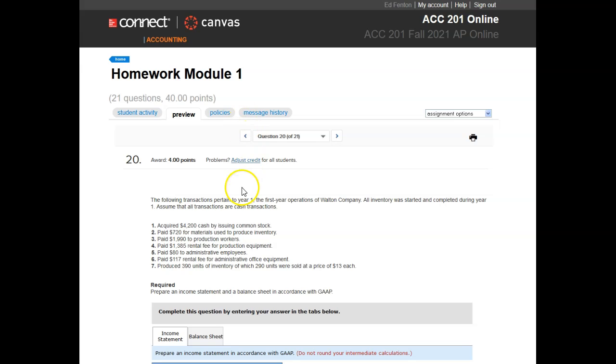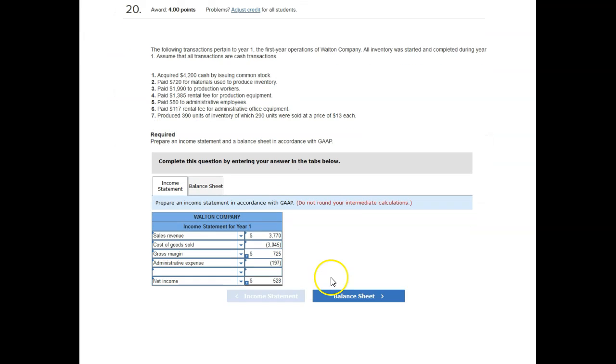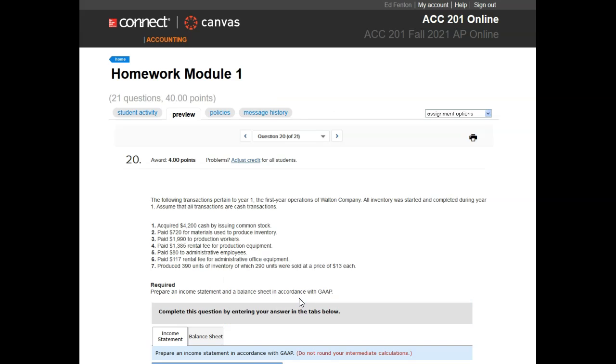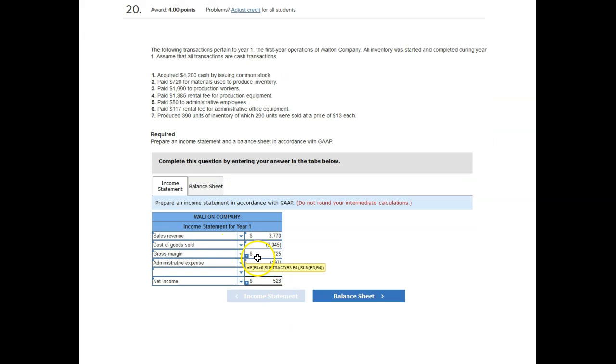In this one, they give us transactions for year number 1, and it says all inventory was started and completed during the year. We are asked to prepare an income statement and a balance sheet. Now you can see the answers here, and they have the explanation down below. So I'm going to take you through these numbers and show you how to get all these answers.